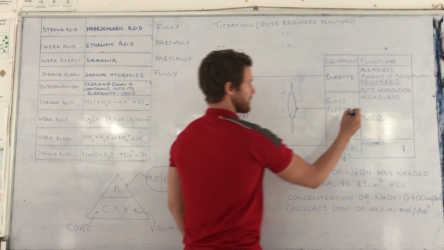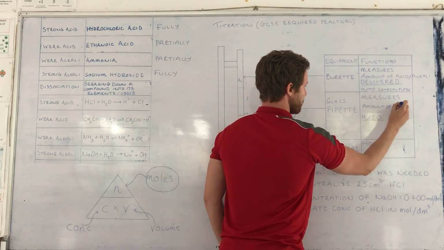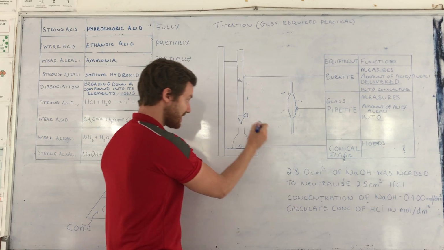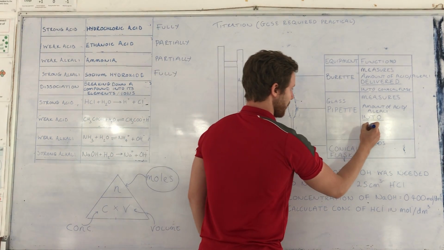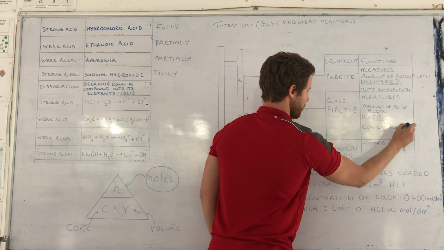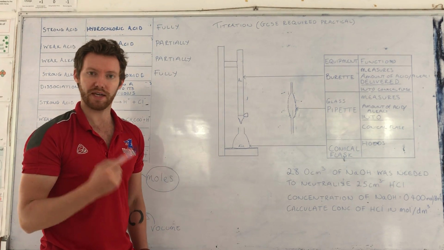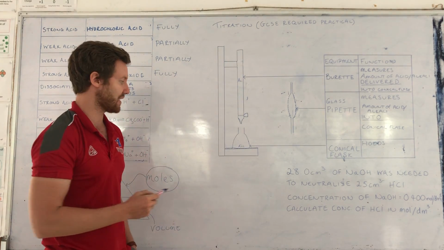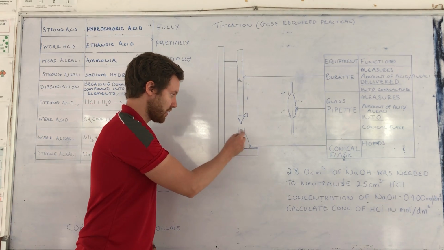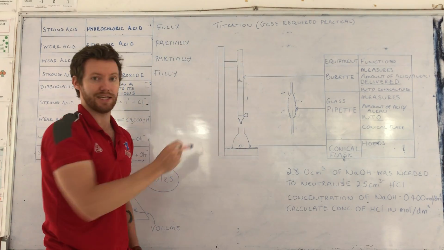Okay. Next one that we want to be looking at, our glass pipette. It measures the amount of acid or alkali directly into our conical flask. So when we are setting up, we are using our pipette to measure the amount of either acid or alkali, depending on which way you are working. Generally we have our acid within our burette. Generally in our conical flask to start with we have our alkali. So our glass pipette measures into the conical flask, and our burette is going to deliver into it.